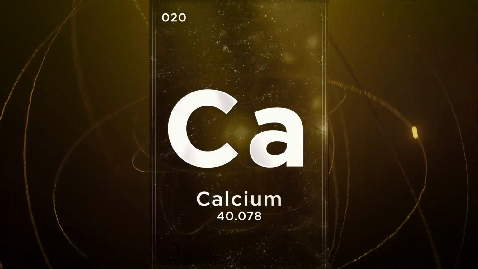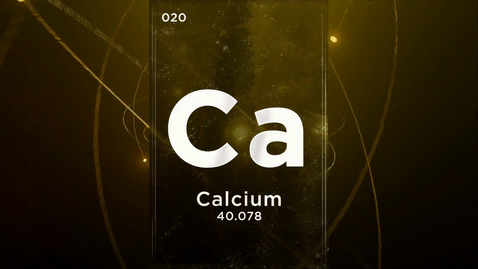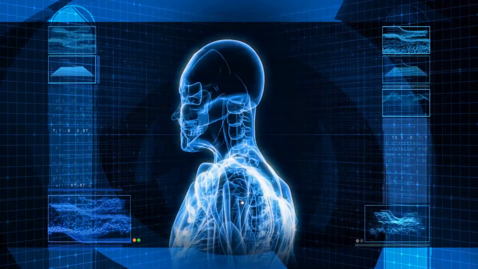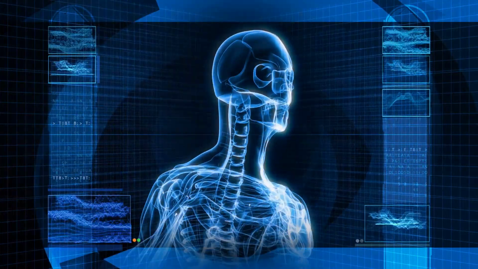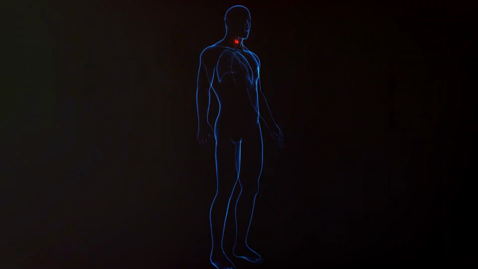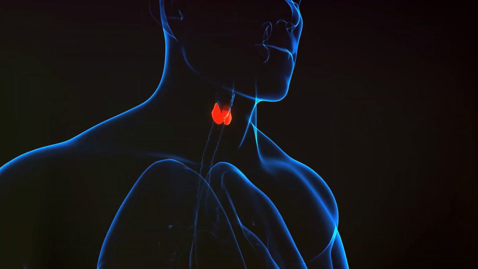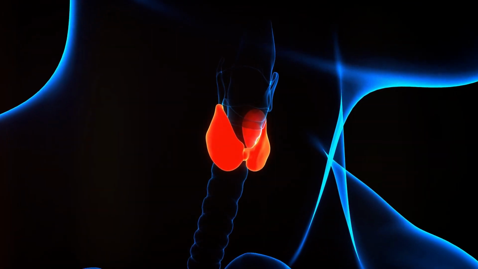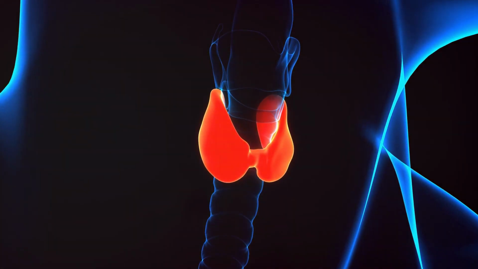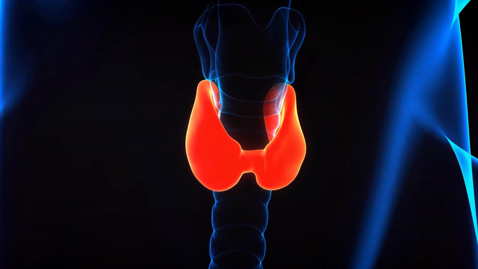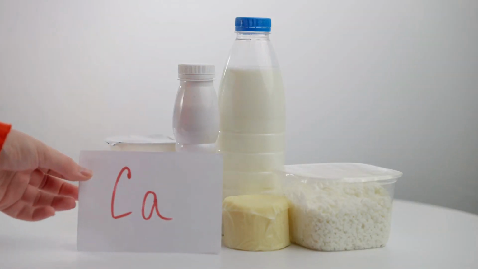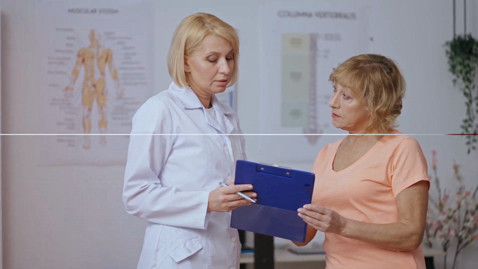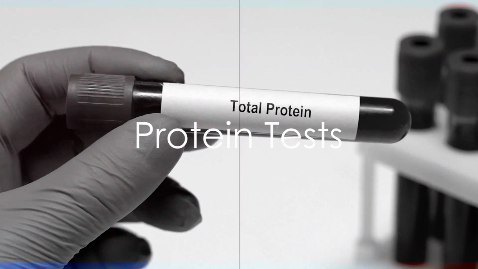Now let's discuss the calcium test. This test measures the level of calcium in your blood, an essential element for bone health and muscle function. The reference range for calcium is generally between 8.5 and 10.5 milligrams per deciliter. Low calcium levels may point to conditions like hypoparathyroidism or vitamin D deficiency, while high levels could indicate hyperparathyroidism or certain types of cancer. These tests are key to understanding the body's acid-base balance and bone health. Next up are the protein tests.